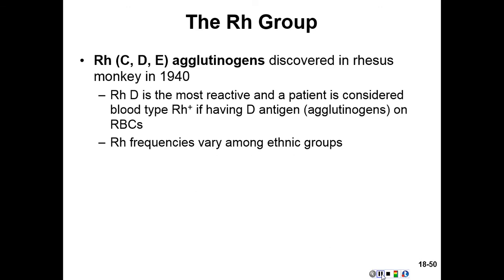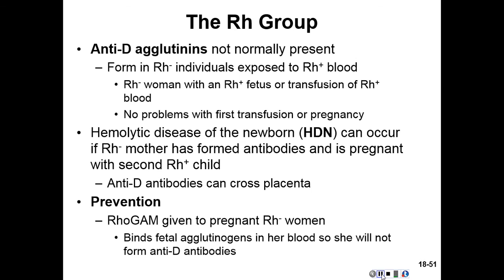Rhesus D is the most reactive of the Rh factors. It tends to be the agglutinogen on red blood cells. Anti-D agglutinins form in the Rh negative individual exposed to Rh positive blood. This occurs with what we call erythroblastosis fetalis or hemolytic disease in newborns. If the mother is Rh negative and she marries a father who's Rh positive, and they have a baby that's Rh positive, the anti-D antibodies can cross the placenta, and this would cause a reaction.